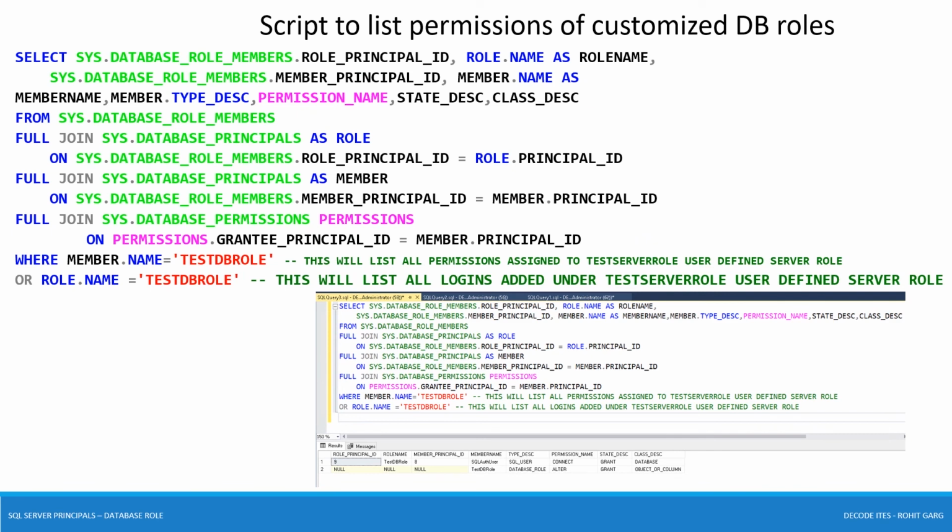Script to list permissions of customized DB roles. Customized DB roles are a very good functionality of SQL Server, but it's very difficult for DBAs to ensure what permissions are given to particular database roles. You can use this query to list all permissions assigned to customized database roles, and it can help you ensure no extra privilege is assigned to a role. Let me take you to my SQL Server instance and we will run this query to see what permissions it will show for our customized role.